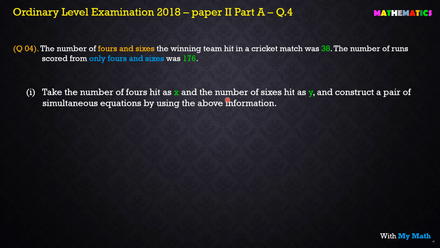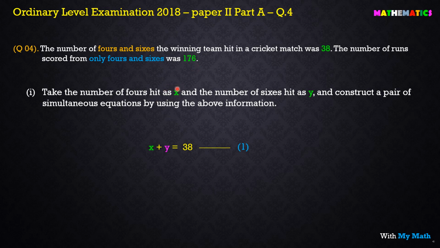So easily we can do it. I will show you how. I will explain. The number of fours and sixes hit by a winning team is 38. That means the addition of the number of fours and the number of sixes equals 38. Number of fours is x, number of sixes is y. Then I can write here x plus y equals 38. It is equation 1. Then the number of runs scored from only fours and sixes was 176. That is the other one.